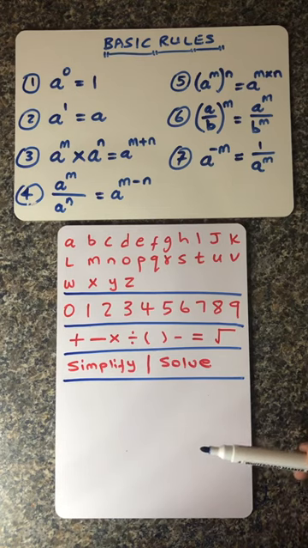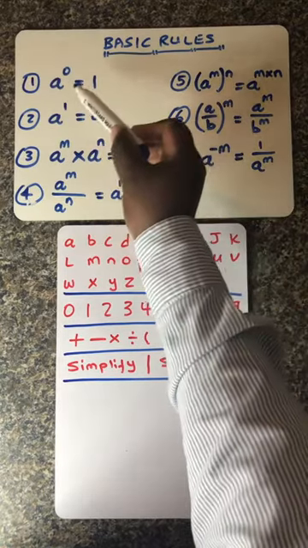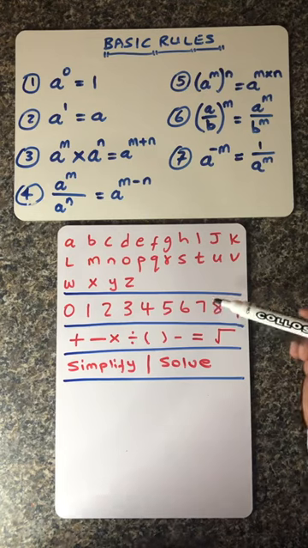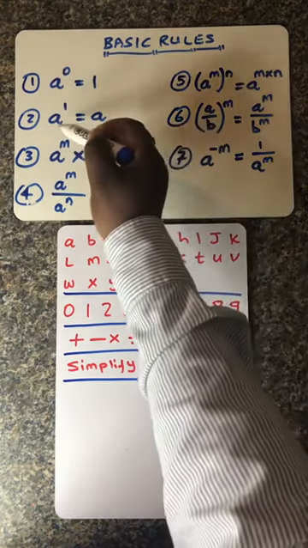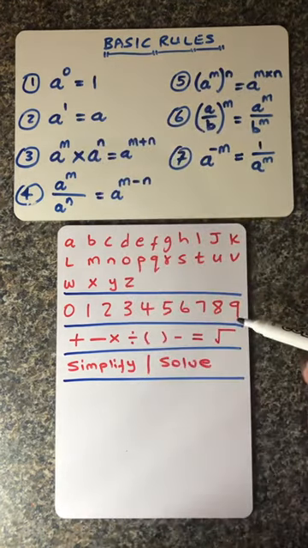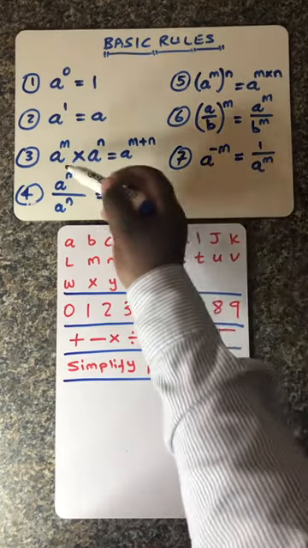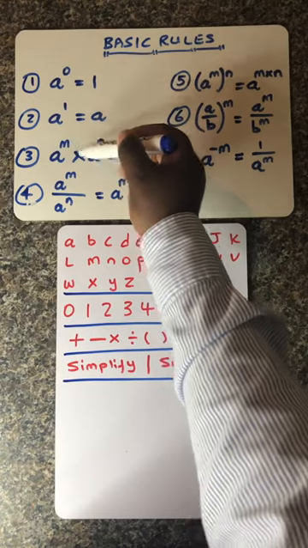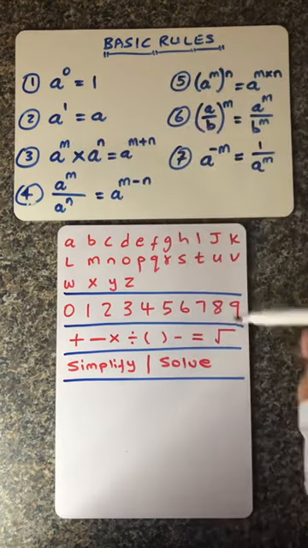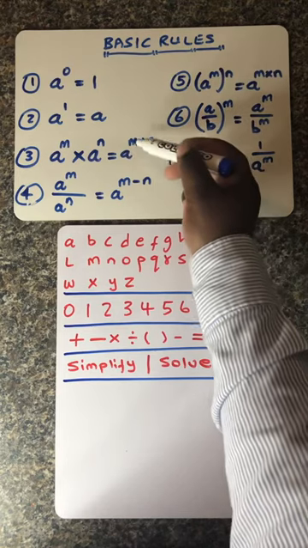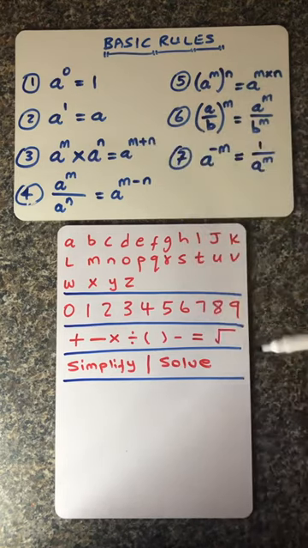So we've got basic rule number 1. What I've written there is a to the power 0 is equal to 1. Rule number 2, a to the exponent 1 is equal to a. Rule number 3, we've got a to the exponent m multiplied by a to the exponent n, which is equal to a to the exponent m plus n.